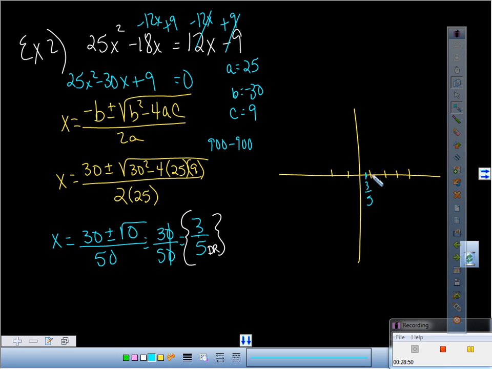You'd probably have to mess with the window on a calculator so it doesn't just look like a line. It's very, very narrow. Wonder if you could factor that thing. 25x squared minus 30x plus 9. Wonder if I could factor that.